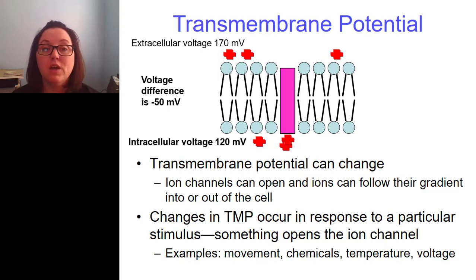Changes in transmembrane potential occur in response to a particular stimulus. In other words, something has to open the channel, right? Movement or chemicals or voltage or temperature are things that can open these channels.